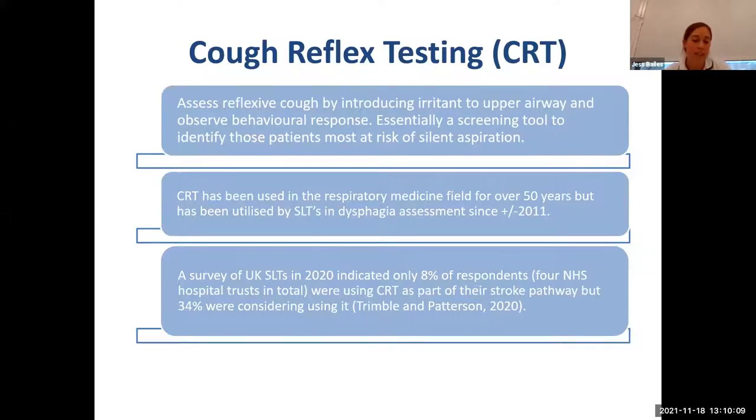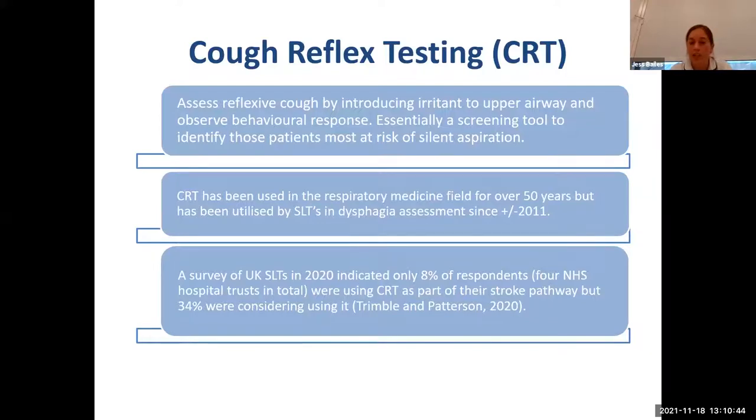So there was a tool that was developed to aid the identification of silent aspiration, and that is cough reflex testing. And I'm not sure if everyone has experience with cough reflex testing, but just a quick summary to run through. So in a cough reflex test, an individual will inhale citric acid through a nebulizer face mask, and their cough response is then observed. If they produce a strong cough, it is suggestive that they would be able to protect their airway should food or drink be aspirated. And conversely, a weak or an absent cough in response to the citric acid indicates there's impaired sensation, and it puts the patient at high risk of silent aspiration.